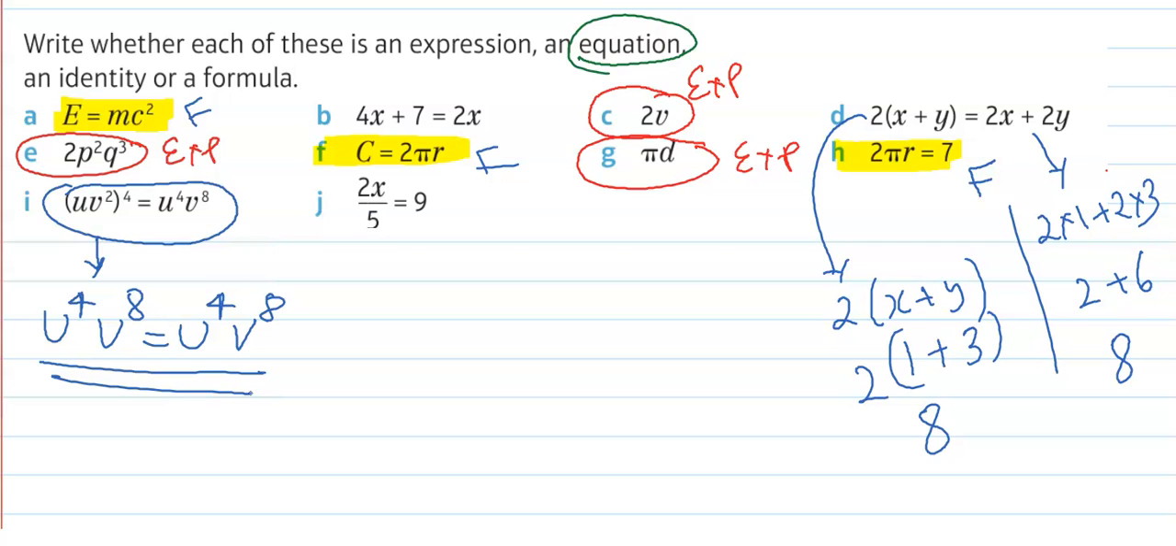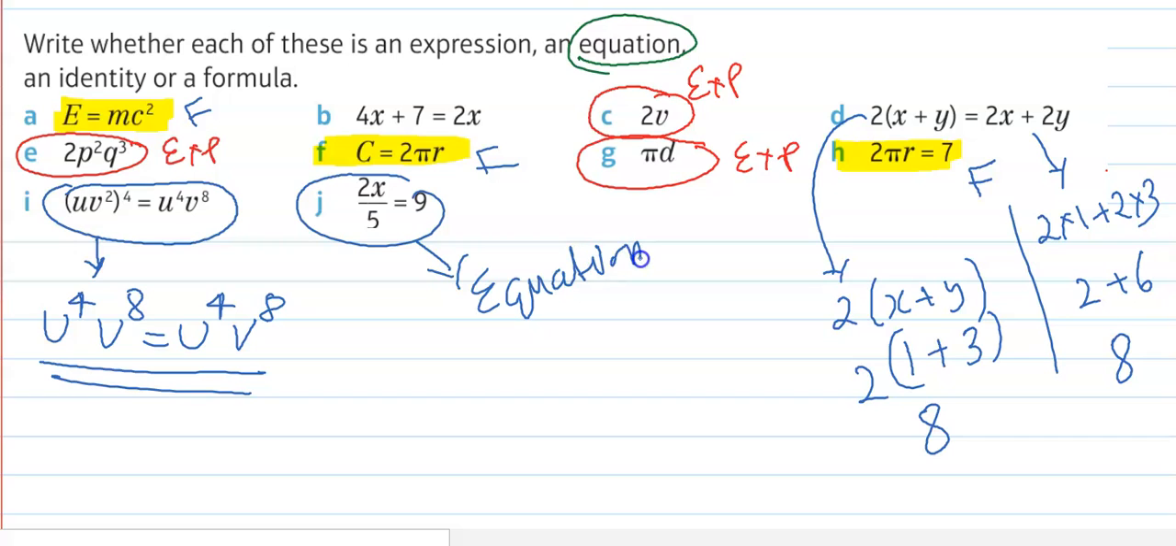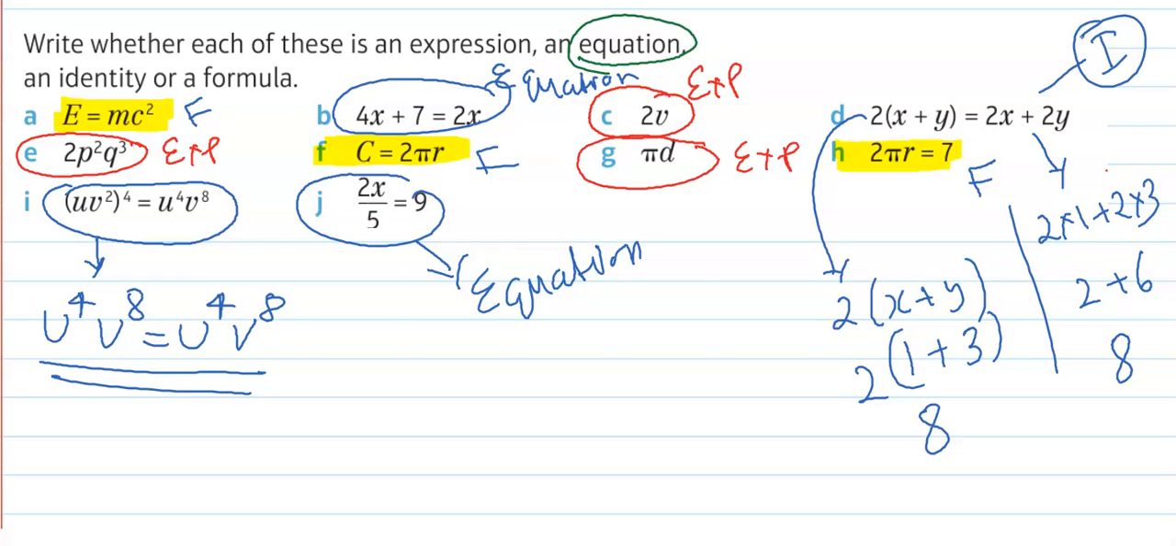Now here is an equal sign, so this can be an equation. This is an equation and this is also an equation. This is identity I. Is that okay? So I have explained everything. Now you can easily find out the difference between formula, expression, equation and identity.